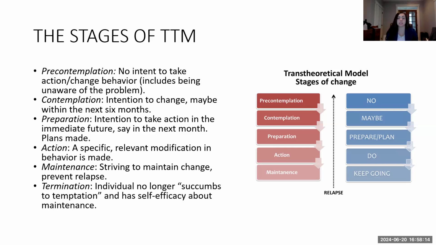Then we have action. And this is where you have a specific modification made. You're doing the work. You're changing your behavior. Maintenance is where we're at when we're trying to keep it going. And termination is when we slip. We either aren't able to sustain the change or we go backwards and we need to try again. And then we come back and we prepare again and we make a change in it.